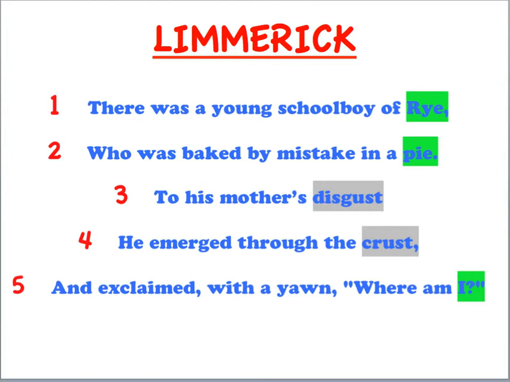Another poem we're going to work on is a limerick, and it is a humorous poem that has 5 lines and a rhyme scheme of A, A, B, B, A. And what that means basically is that the first and second line rhyme with each other, the third and fourth line rhyme with each other, and then the final line, the 5th line, rhymes with line 1 and 2.